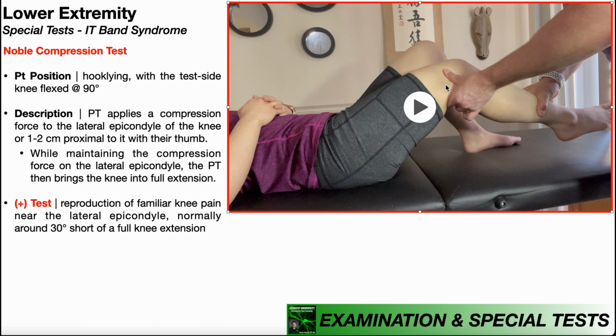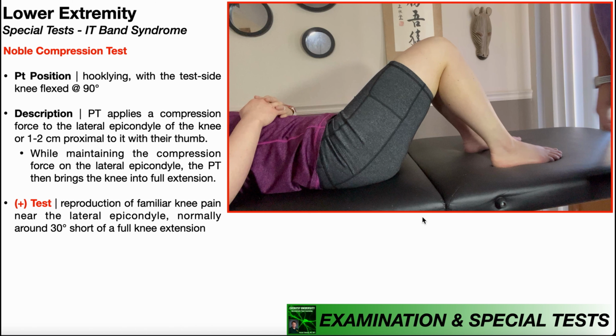Now, the reason I say theoretically a good indicator is because the psychometrics, the sensitivity and specificity, have not been assessed. So use caution when interpreting the result.